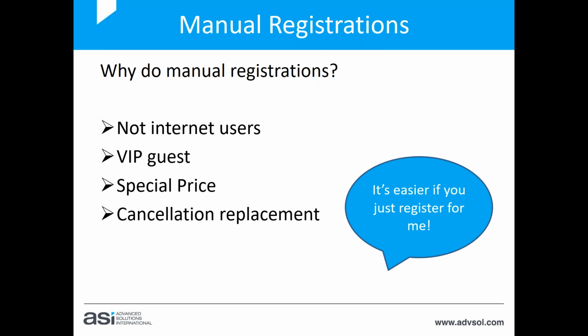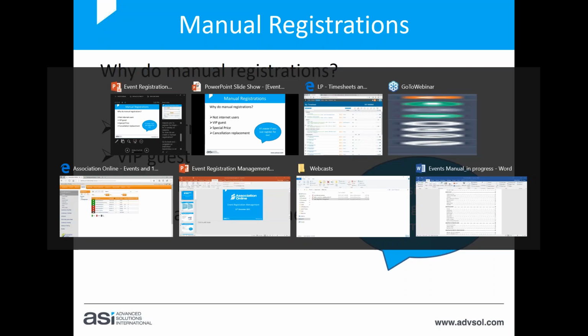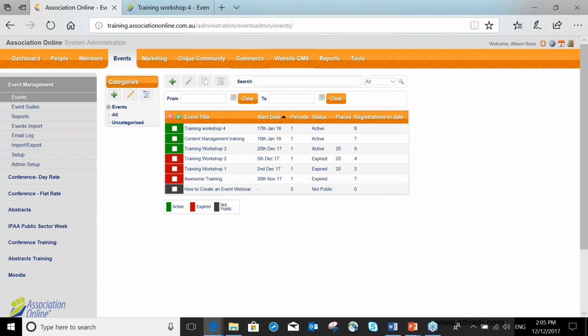So how do we create a manual registration? Now I'm going to the back end of my system. This is relevant for those who are new to the system. Some of you may have done this in the past. So I'm just going to go into my events module in the back end and open up an event and do a manual registration. I'm going to use training workshop 4 today.